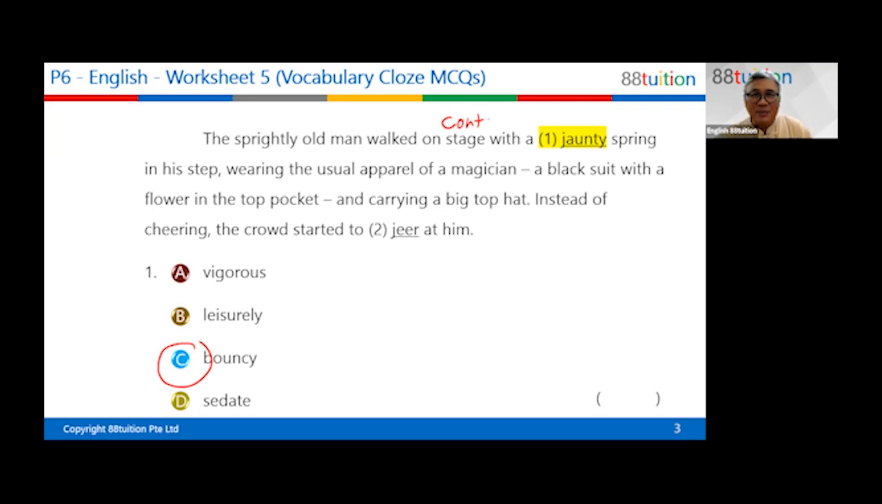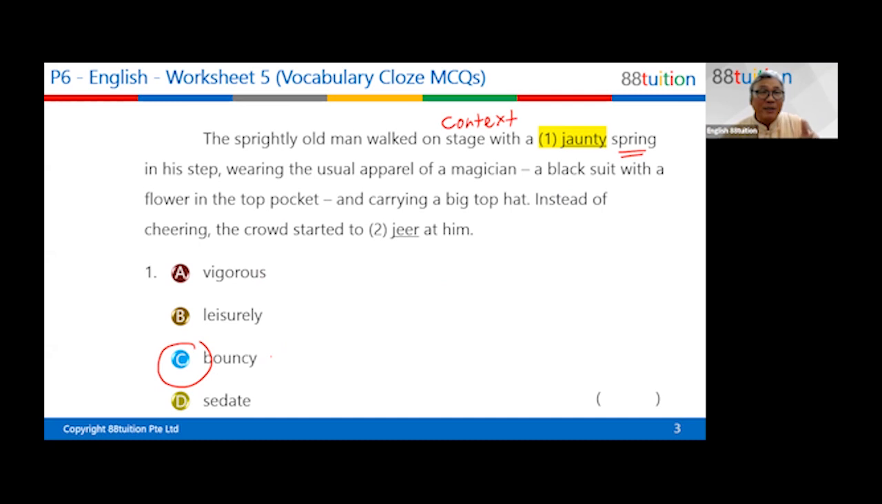Around the word jaunty, you have the word spring to tell you that it's going to be energetic. So vigorous is a possibility. He walked on stage with a vigorous spring in his step. But the word jaunty actually means hop. So bouncy is the best answer.